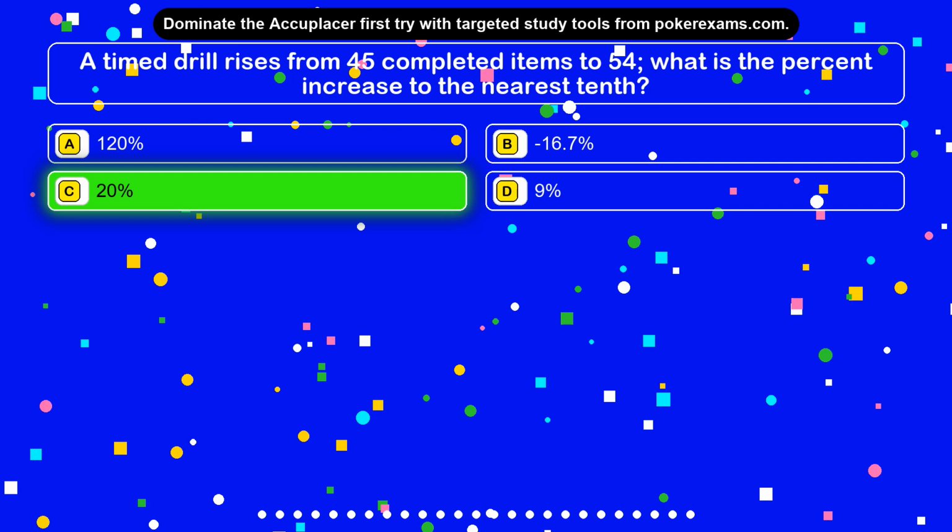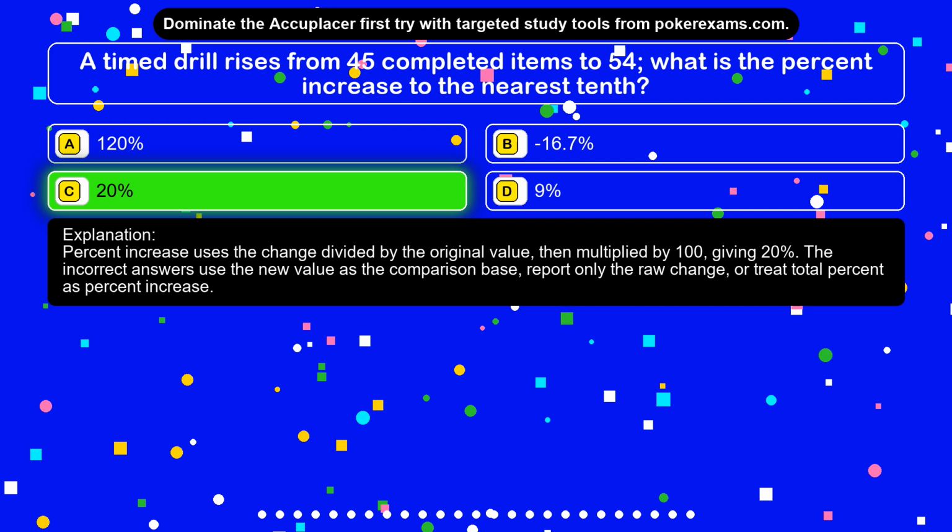The correct answer is option C, 20%. Percent increase uses the change divided by the original value, then multiplied by 100, giving 20%. The incorrect answers use the new value as the comparison base, report only the raw change, or treat total percent as percent increase.